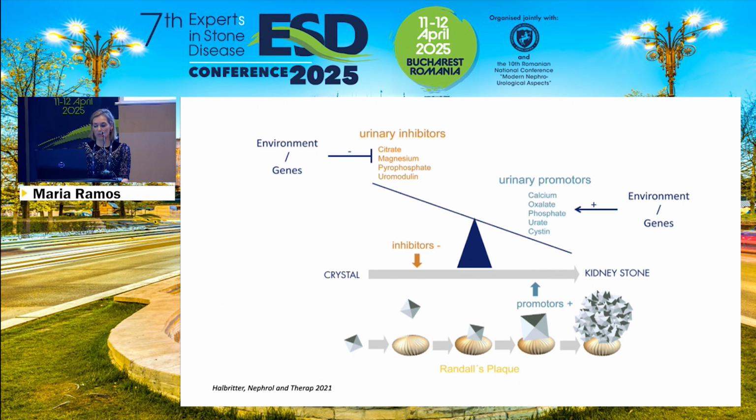The changes in urine composition, as you know, are produced by an increase of crystallization promoters like calcium, oxalate, phosphate, urate, and cysteine, and a deficit of crystallization inhibitors, citrate and magnesium. Citrate inhibits the crystallization of calcium salts and forms soluble complexes with calcium, and magnesium forms a soluble species with the oxalate ion.